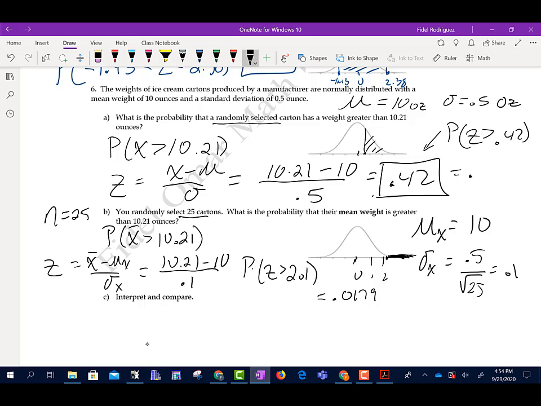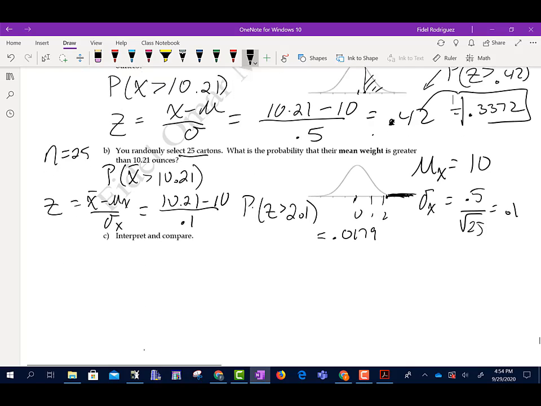Okay, this is my answer, right? So let me take the box off this part because that wasn't my answer. That was just my z value. And then we found the probability of that being 0.3372.